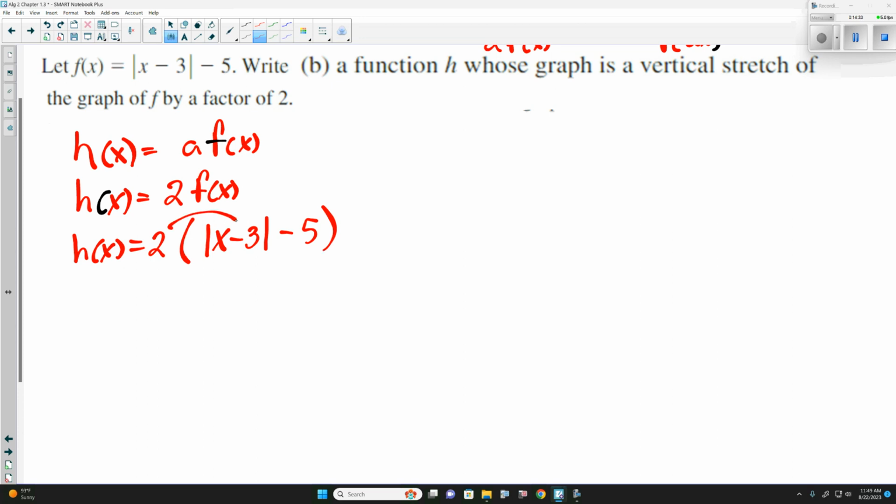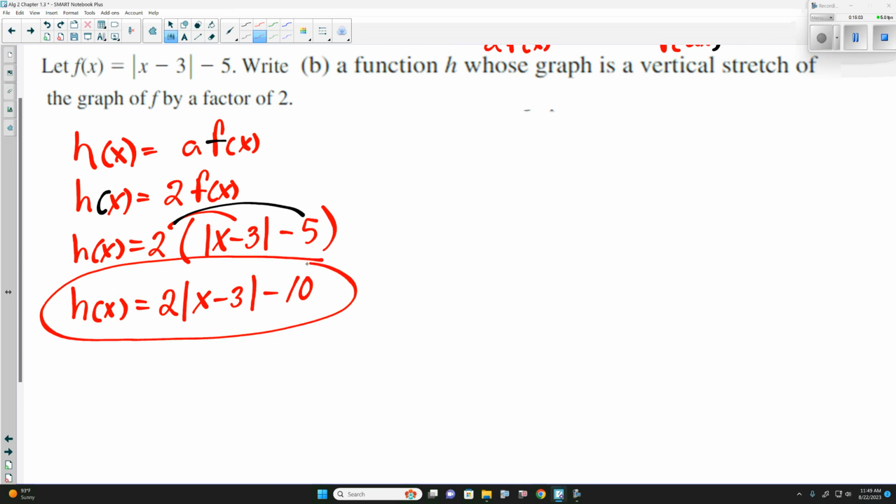Now, just like with the reflection across the x-axis, we do need to distribute this too. And just like with our negative, it's not going to multiply inside the absolute values. It's just going to be right out front of it. So we have 2 times the absolute value of x minus 3, minus 2 times 5 is 10. That's it.